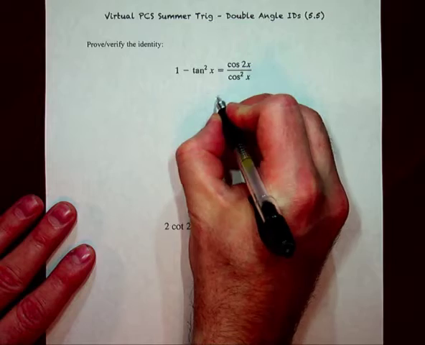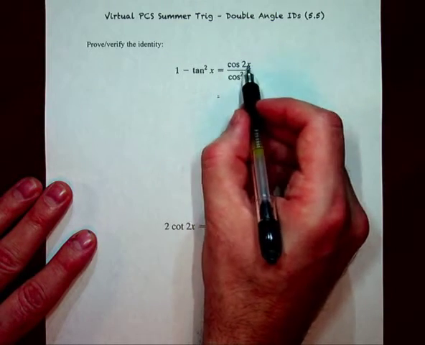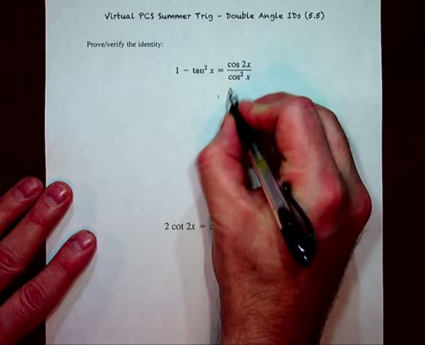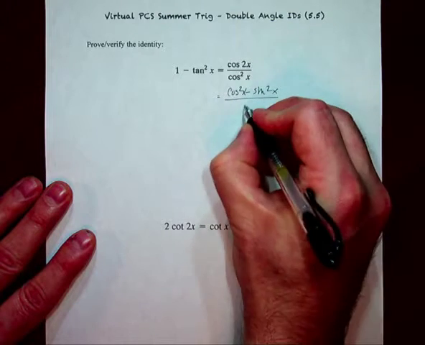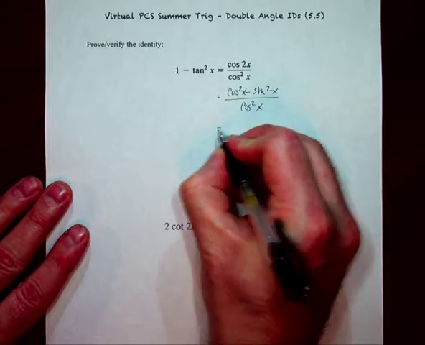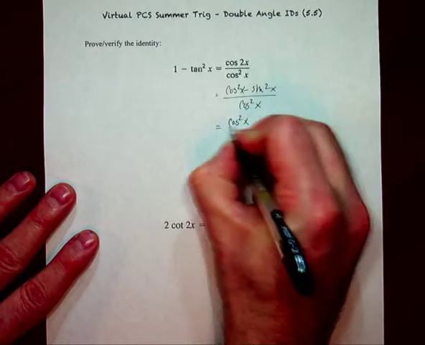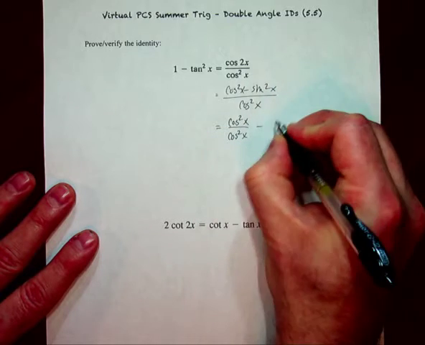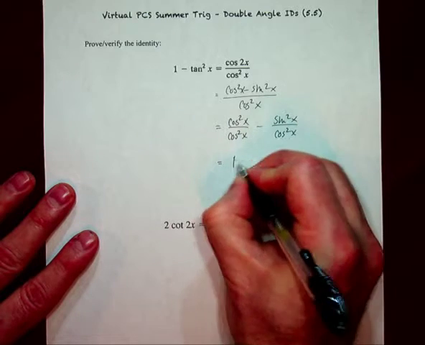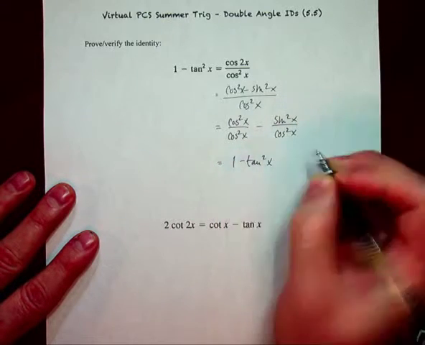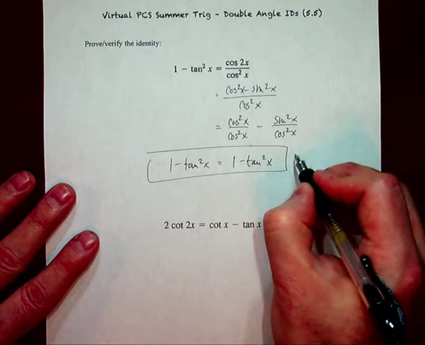The question is, what form of cosine 2 theta? Well, if I change cosine 2 theta into cosine squared minus sine squared, then I'm only one step away, because when I separate the fractions, and I'll go ahead and show that step, I'm going to get 1 minus tangent squared x. And that winds up being fairly simple.